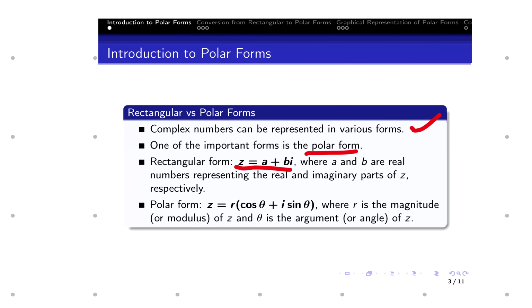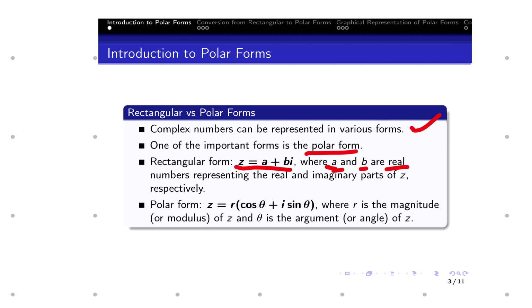That is the form where you have z equals a plus bi, where a and b are real numbers representing the real and imaginary parts of z respectively. So a is always the real part, b is the imaginary part, while i is the imaginary unit, and that's the very essence of complex numbers.